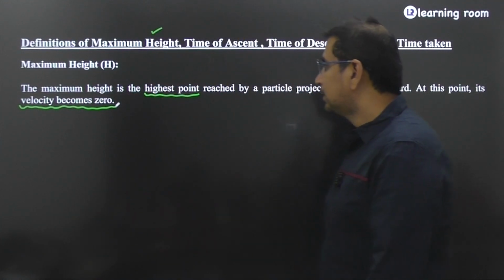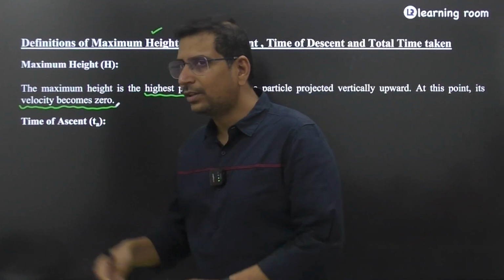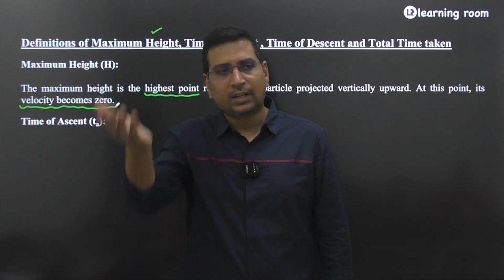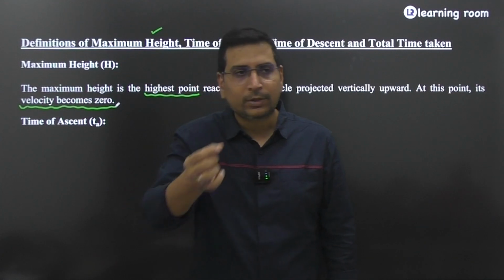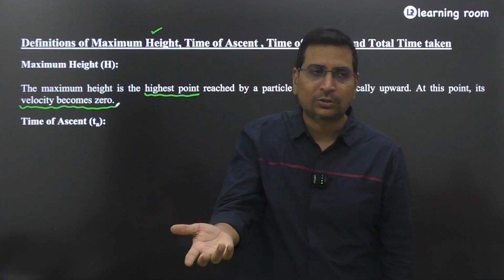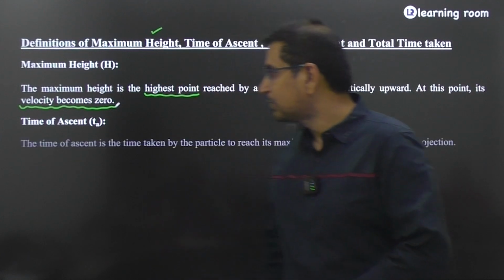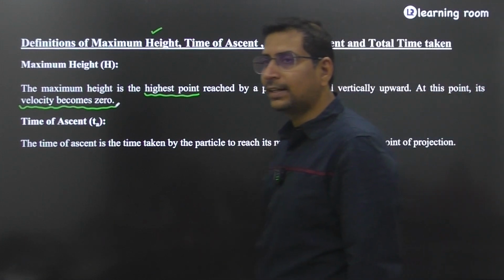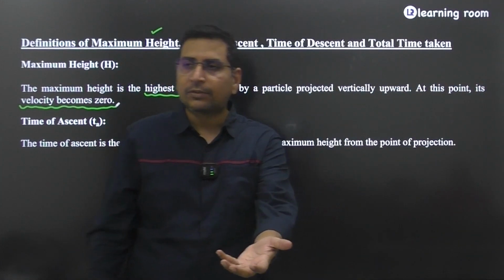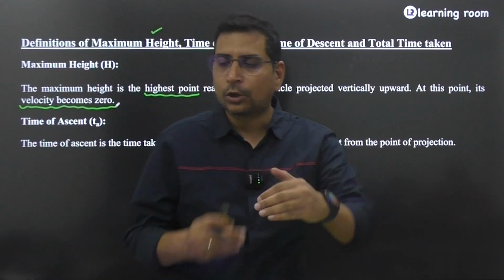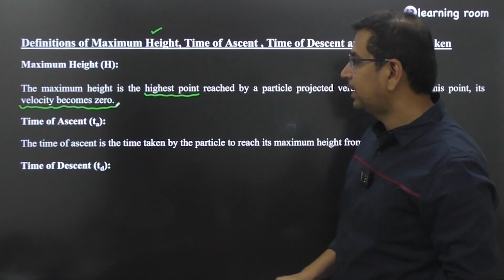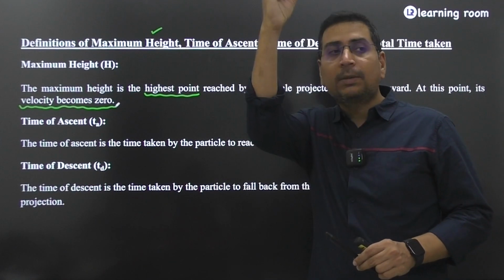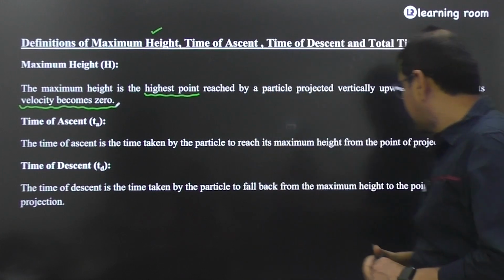Clear? The next term is time of ascent. So here, time of ascent is a term that is derived from ascending. So when the object is traveling upward, the time taken by the object to travel from the point of projection to the maximum height is what is called time of ascent. The next concept is obviously the reverse of it. What is the opposite of ascent? It is going to be descent. So time of descent is the time taken by the particle to fall back from the maximum height to the point of projection.